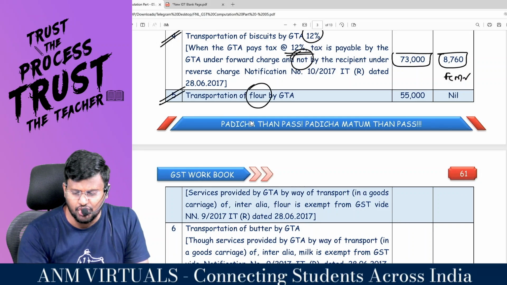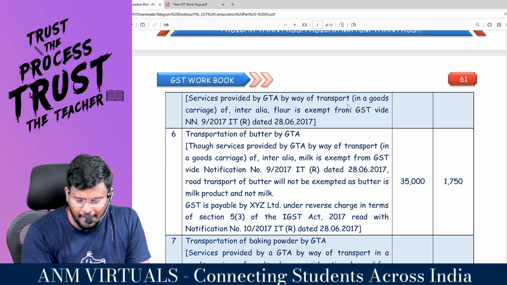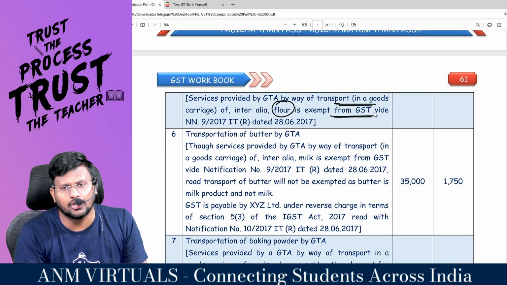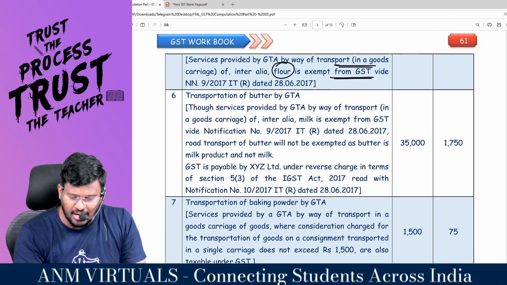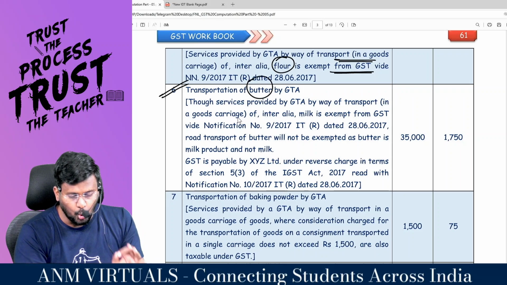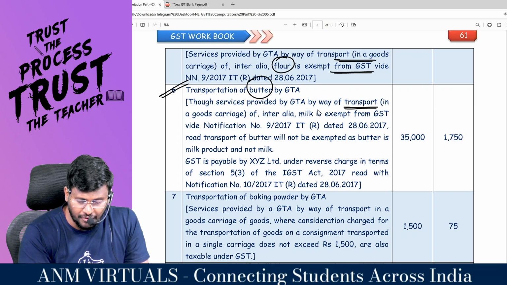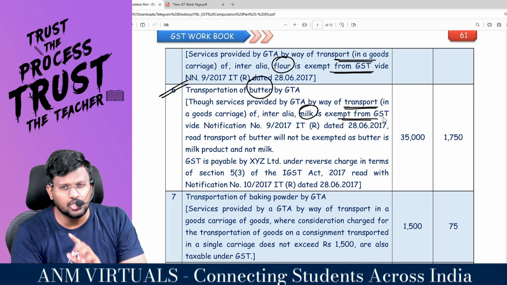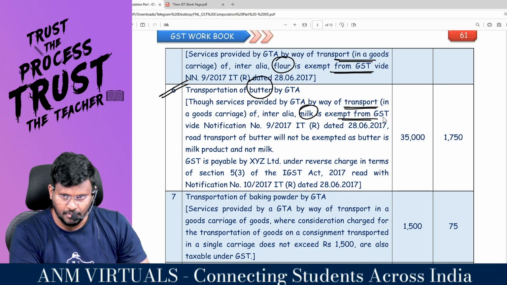Transportation of flour by GTA. Flour is an agriculture produce. Service provided by GTA by transport in a goods carriage of inter alia flour is exempt from what? GST. So no need to pay any GST either under FCM or RCM. It is exempted. Transportation of butter by GTA. Service provided by GTA by way of transportation in a goods carriage of inter alia milk is exempt from what? GST. Because agricultural produce, milk, salt and food grains including flour, rice and pulses.